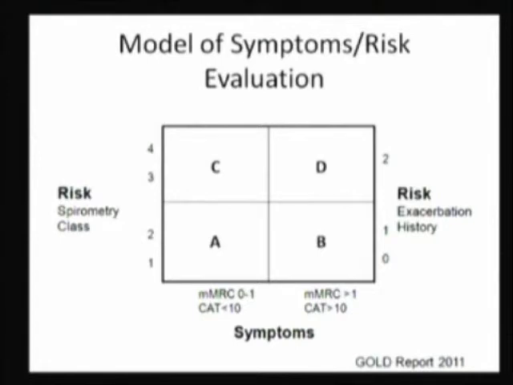So according to the new GOLD classification, it seems that patients in group C and D, so these are the patients at increased risk of exacerbation as measured by previous exacerbation history or severe spirometric impairment, have a beneficial effect from pulmonary rehab, as well as patients who are symptomatic, so patients with MMRC 2 or more, group B. So B, C, or D.